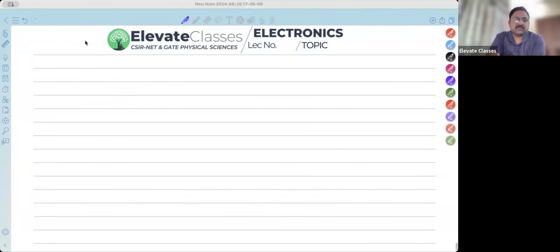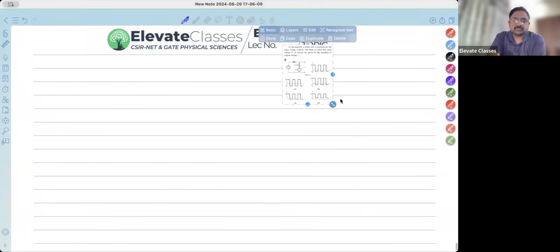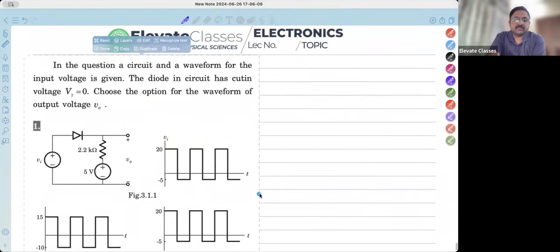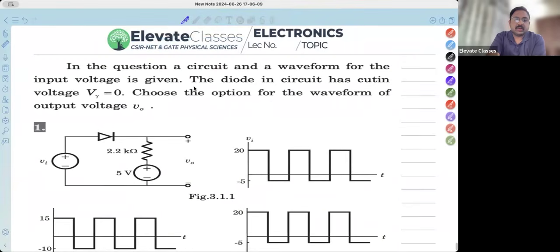So the first problem we'll start with is a problem on diodes. This is the first problem. All right, I'll read the problem. In the question, a circuit and a waveform for the input voltage is given. The diode in the circuit has cut-in voltage V gamma equal to 0 volts. What does V gamma equal to 0 volts imply? V gamma equal to 0 means that your diode is an ideal diode. Next, choose the option for the waveform of the output voltage V.